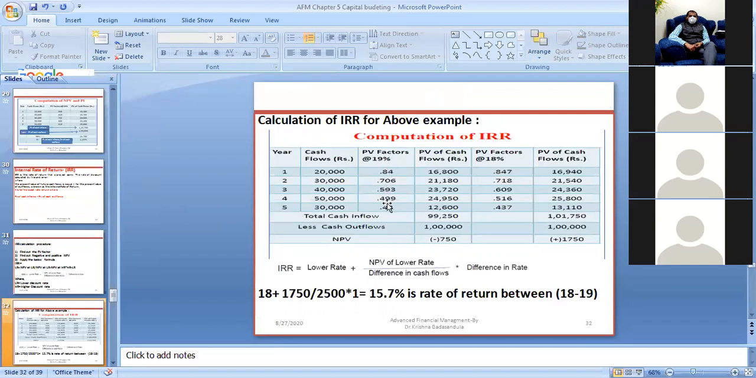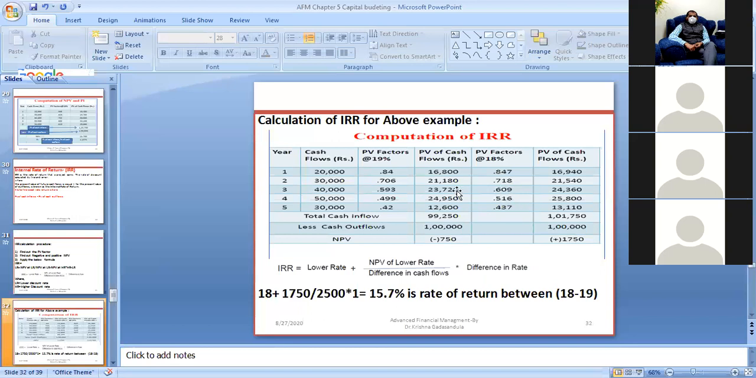PV factor at 19%, cash inflows, PV factor at 18%, cash inflows. So you take the PV values at 19%, multiply them, and apply this to get the total present value of cash inflows minus cash outflows of 1 lakh. NPV is negative here. Next, PV factor at 18%. What is that? You have to take the 18% PV factor values.